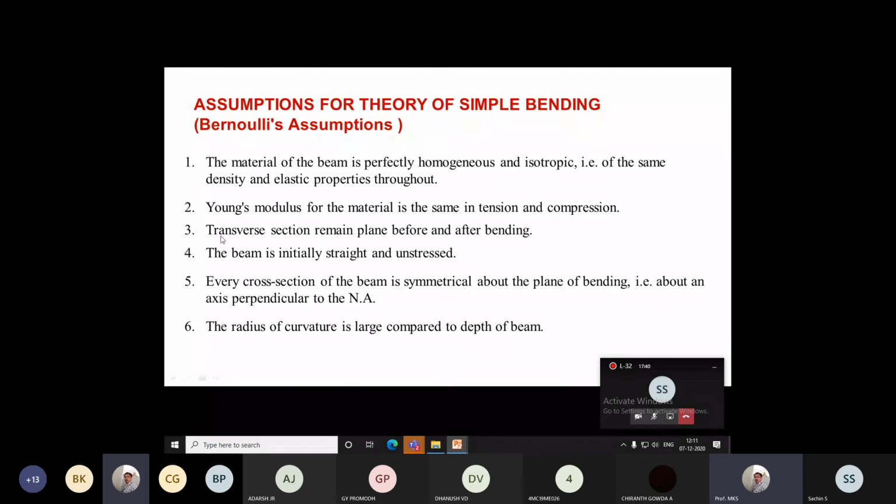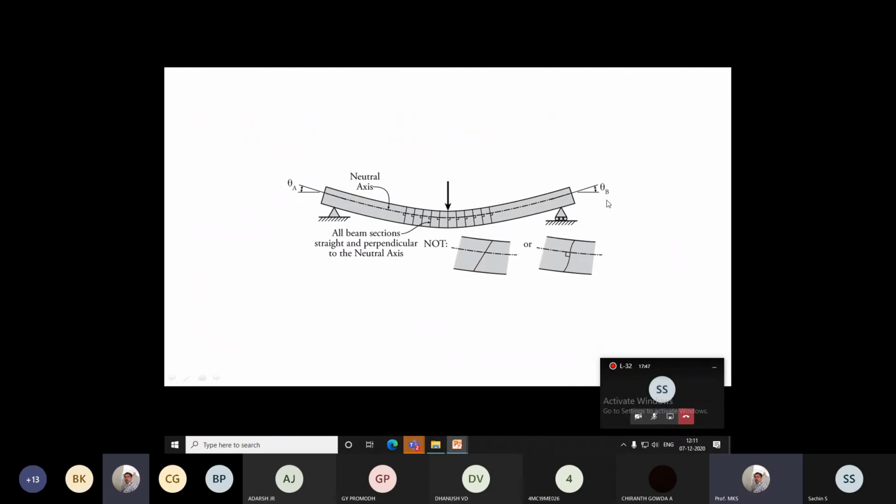The third assumption is that the transverse section remains plane before and after the bending moment is applied. Before the application of the moment it was a straight beam. After applying the moment, the beam has bent in this manner. If you take a section at any point along the length, this is one section, this is another section. All these sections are taken with respect to the neutral axis.